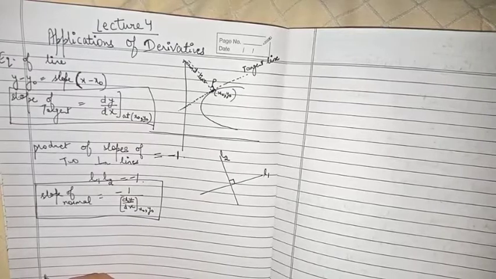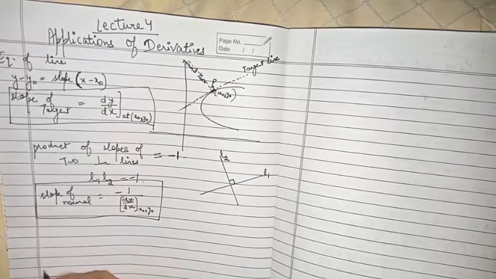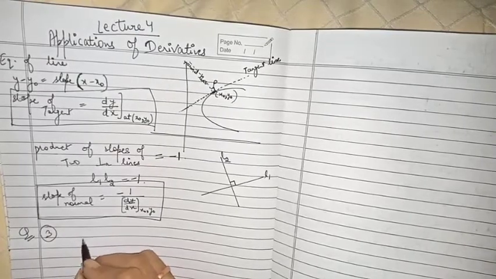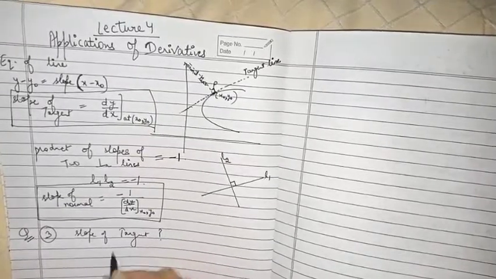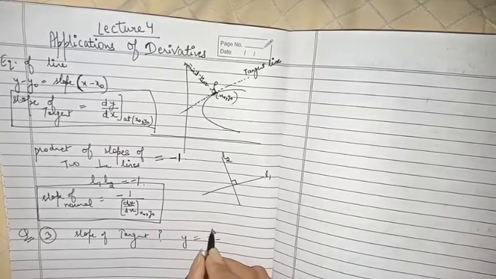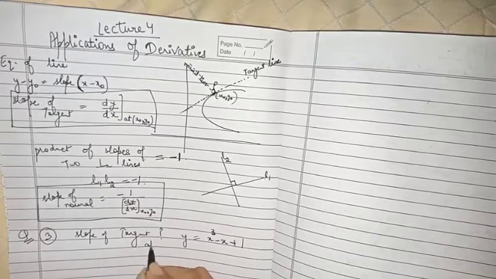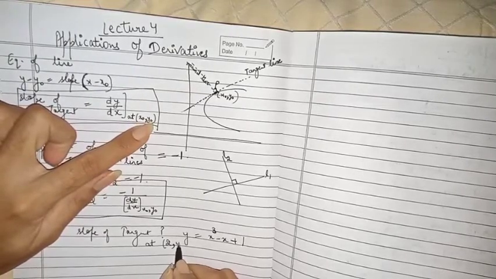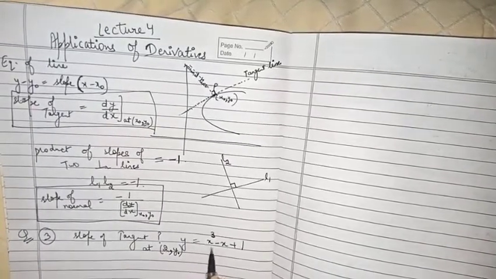Let us start some questions so that you can easily understand the concept. Starting with question number 3. My third question says, find the slope of tangent to the curve y equal to x cube minus x plus 1 at the point whose x coordinate is 2. This x0 is given 2, but y0 is not given. So I will retain my y0 as it is. So 2, y0 is the point at which we need to find the slope of tangent, and the given curve is y equal to x cube minus x plus 1.